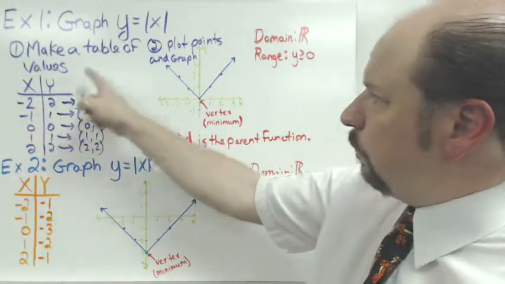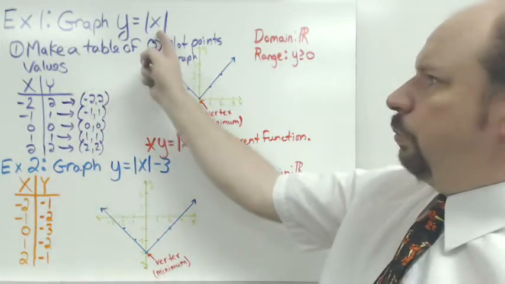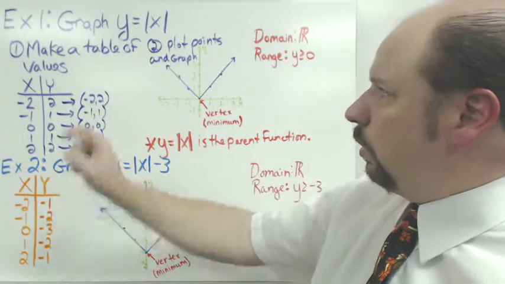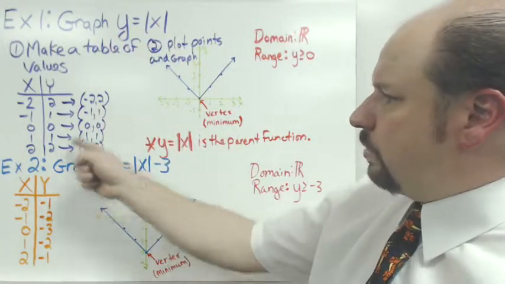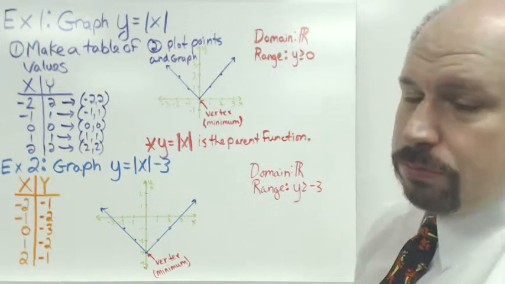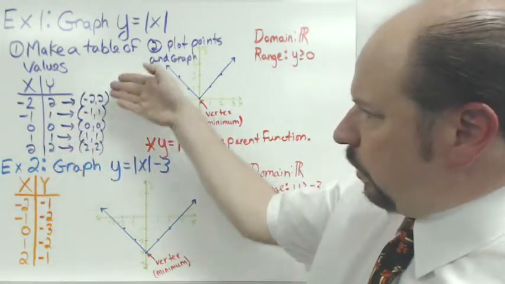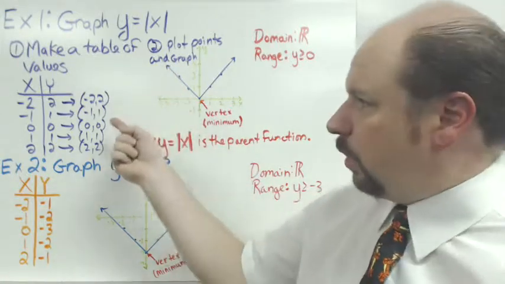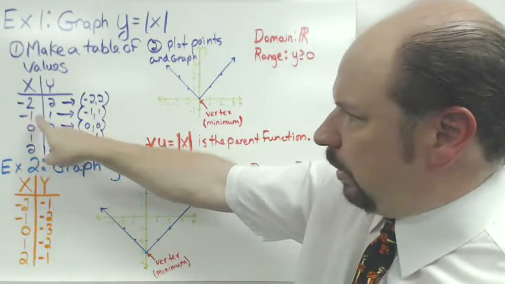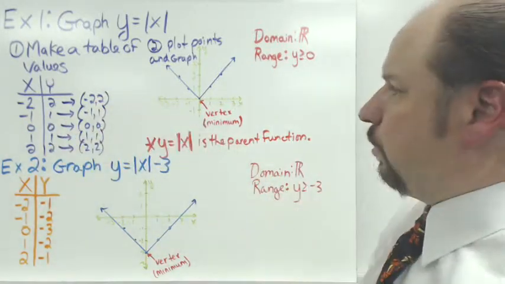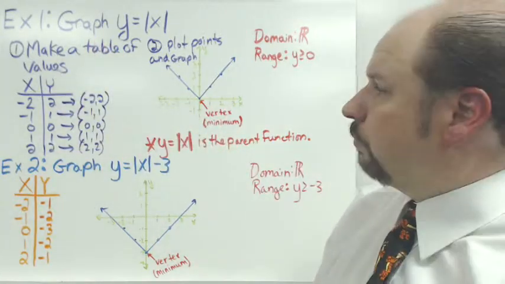And of course, when we put -2 in here, we get 2 out. So the y value is 2. When we put -1 in here, the y value is 1. 0 gives 0, of course. When we put 1 in, we get 1 out. And when we put 2 in, we also get 2 out. Remember, this just represents a set of points. I'm not going to show the points every time, but this represents the point (2, 2). This represents the point (-1, 1), (0, 0), and so on. So this is just making a list of points that we're going to graph.